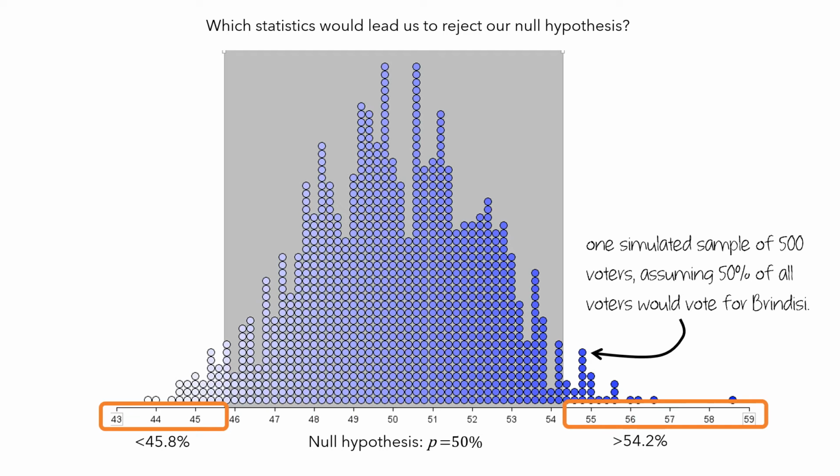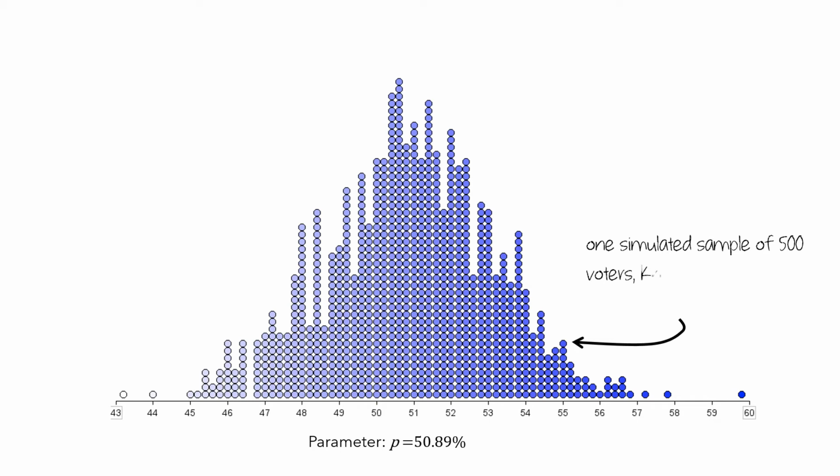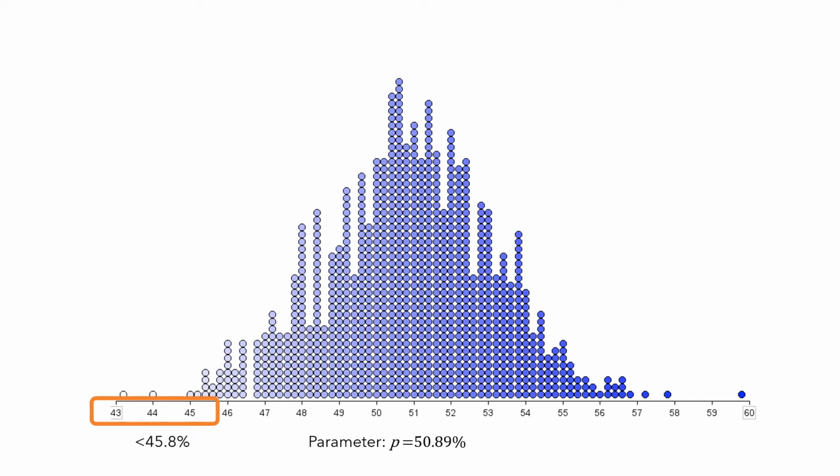So now we know which statistics would lead us to reject our null hypothesis. Let's take a look at the sampling distribution based on the actual value of the parameter. Here's the sampling distribution based on the actual value of the parameter, which is 50.89%. Each dot represents one simulated sample of 500 voters, knowing that 50.89% of all voters would vote for Brindisi. And what we just figured out is that statistics that are less than 45.8% or greater than 54.2% would lead us to reject our null hypothesis.